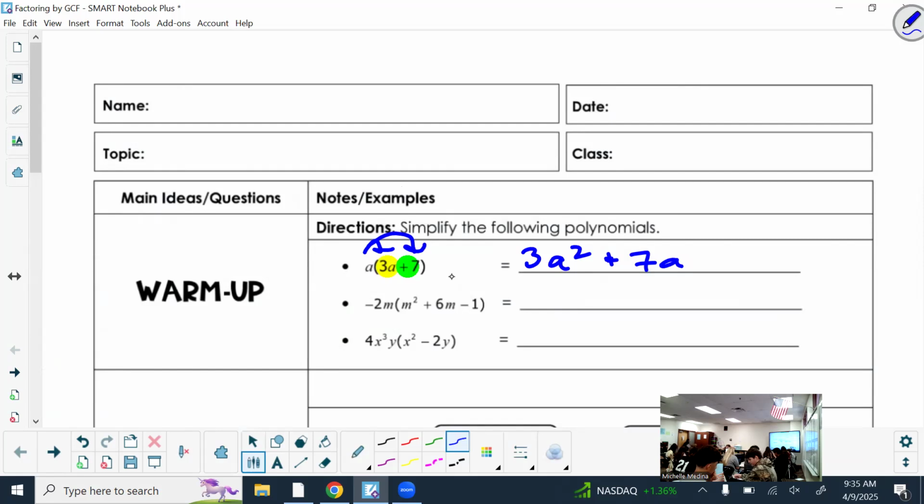All right, so then the next one, table 5. What is the answer after distributing? What's the simplest form for this?